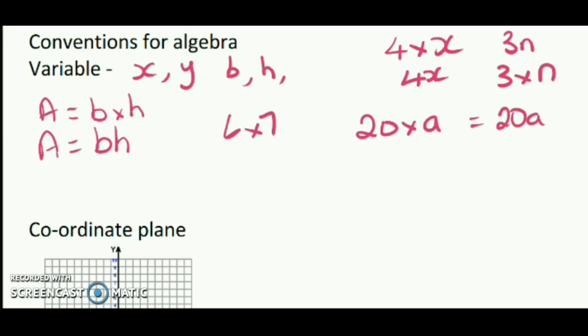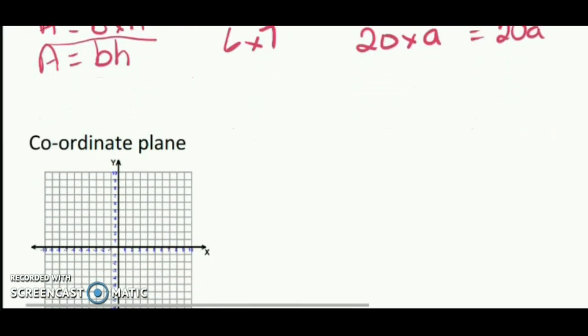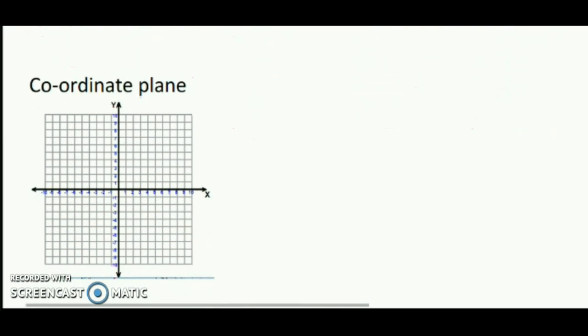Okay, so if we've got a variable, something that changes, this area formula is quite a good indication of what a variable means. It varies, so the base of the rectangle can vary. It could be a small rectangle or a big rectangle. Okay, so the next thing we need to know about before starting our tables, graphs and equations is something that we put the graph on, a coordinate plane.